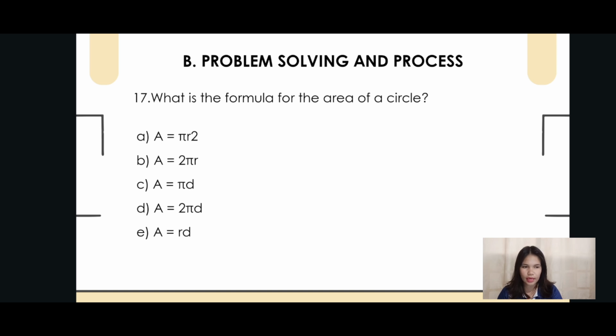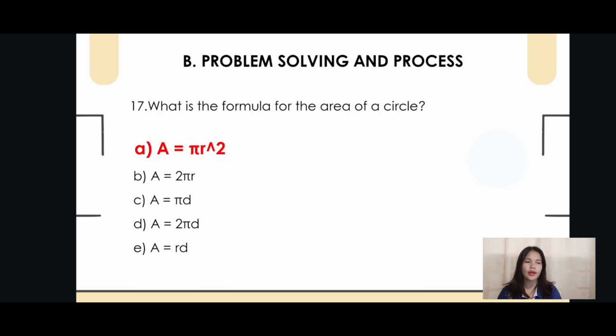Question number 17. What is the formula for the area of a circle? A is equal to pi r squared, B, A is equal to 2 pi r, C, A is equal to pi d, D, A is equal to 2 pi d, and E, A is equal to r times d. What is the formula for the area of a circle? The answer is letter A. A is equal to pi r to the power of 2, or pi r squared.